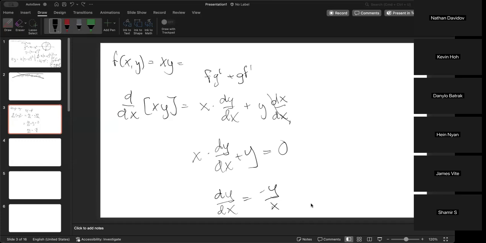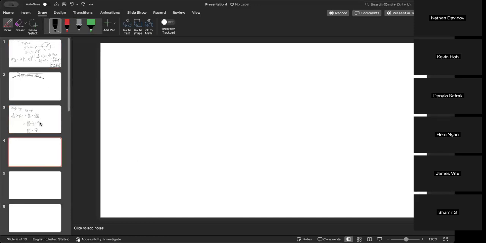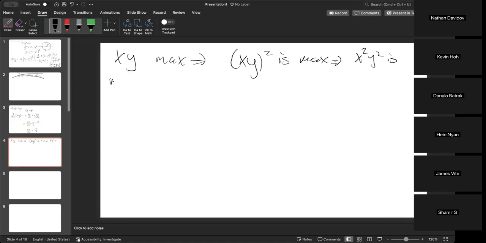Okay, there is another way for me to do this question. Let me try this. You have to be a little clever to do this, but if you maximize the product of two numbers, you also maximize the squares of the two numbers, right? So that means that x squared y squared is max. We can do it this way. I think it'll work out better.